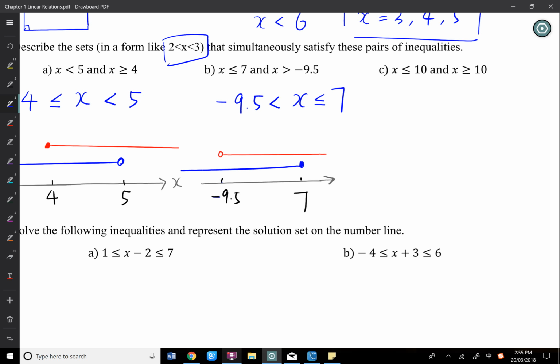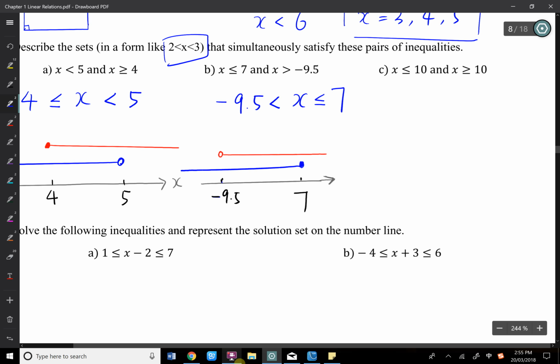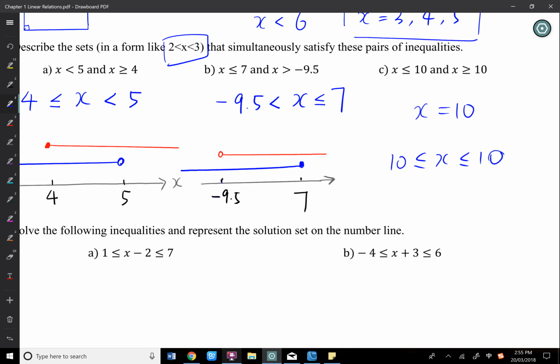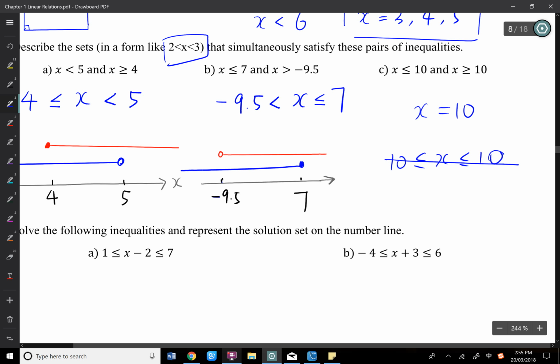Okay, last one, C. Can you tell me what's in common? Something less than or equal to 10 and something greater than or equal to 10. So in common is only 10. So what we should write is x equals 10. If you write that, you can obviously see that 10 is the only possible value in this set. x is greater than or equal to 10 and less than or equal to 10. So 10 is the only value. So we write x equals 10 for this one.